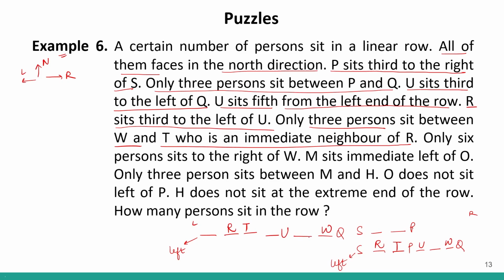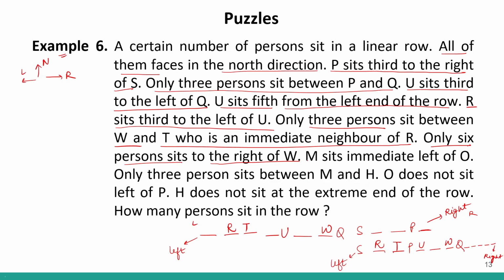Correct? Now only 6 persons sit to the right of W. So only 6 persons sit to the right of W means 1, 2, 3, 4, 5 and one more person will sit to the right of W. This will be the right end. Similarly, over here, 6 people sit to the right of W. So, 1, 2, 3, 4, 5, 6 people will sit to the right of W. This will be the right end.